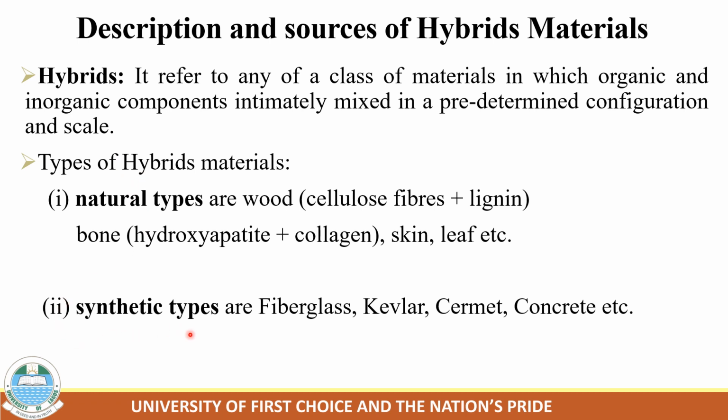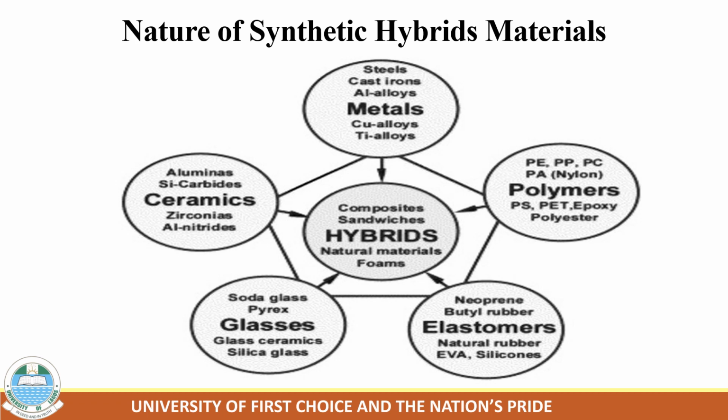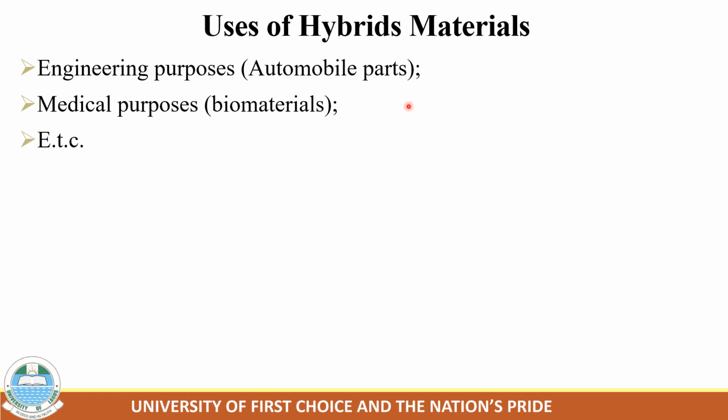Synthetic types of hybrid material are fiberglass, Kevlar, cement, and concrete. They are hybrid materials because two or more materials come together to form one material. They are hybridized to be one material. So this is the nature of synthetic hybrid material. When metal, polymer, elastomer, glasses, and ceramic are blended together to form one material, they are referred to as a hybrid material. They are referred to as what? Hybrid materials.